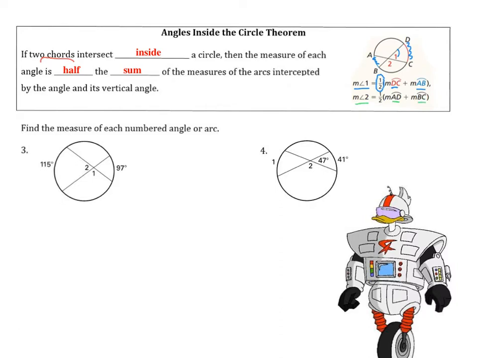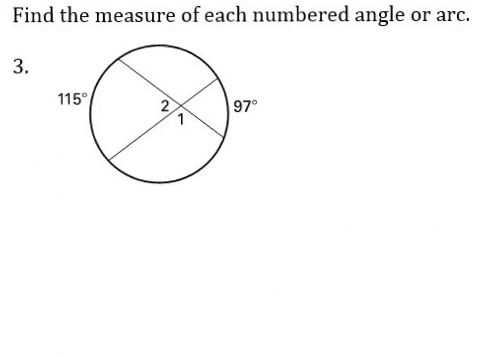So let's see if we can actually apply this theorem to a couple of examples. For this first example, I'm looking for the measure of angle 2 and the measure of angle 1. It looks like these two are a linear pair, so as soon as I have 2 or 1, I can figure out the other angle.